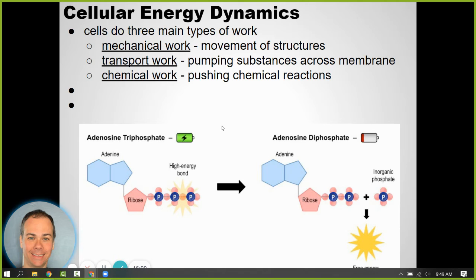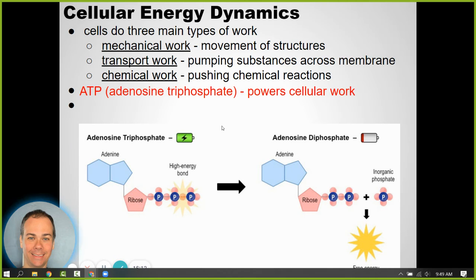Now, why do these cells need this energy? Well, cells can't stay alive without it. Cells have to have a constant source of energy. They need it to move things around inside of them. They need it for certain types of transport, active transport, which we talked about, to pump molecules in or out. They need it for certain chemical reactions to take place.